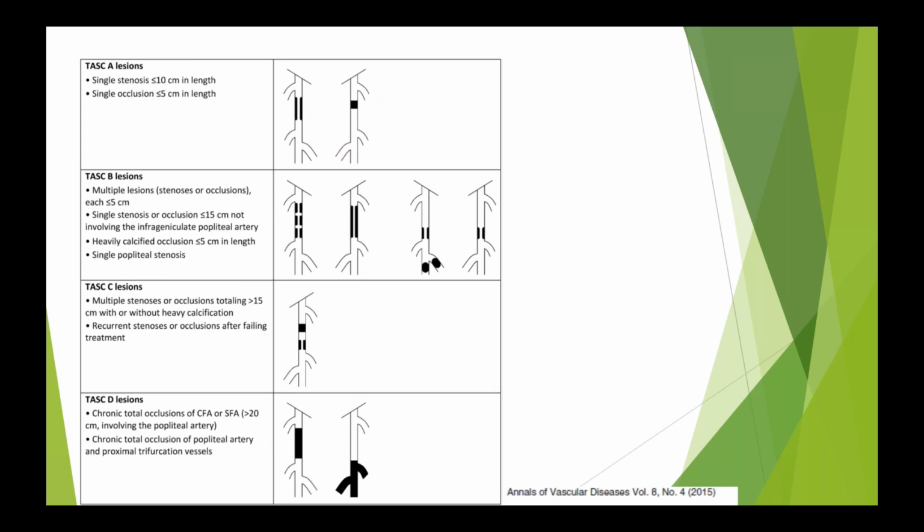So which approach do we choose? The Transatlantic Intersociety Consensus, better known as TASC, classified PADs based on anatomical locations into aortoiliac, femoral-popliteal, or infrapopliteal segments, and also based on the severity of the disease, type A, type B, type C, or type D, as you can see on these images.